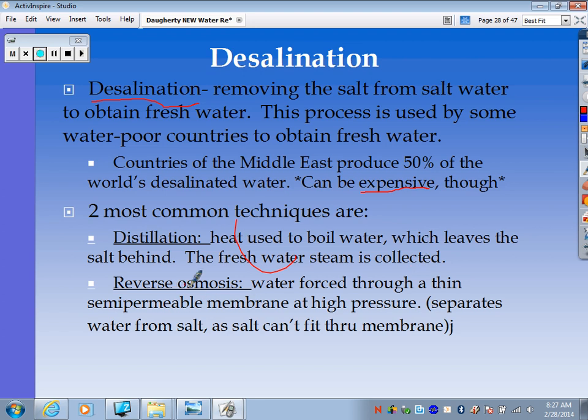And then you can also do what's called reverse osmosis, where water is forced through a thin semi-permeable membrane at high pressure. This is some review of your biology stuff. This process is going to separate the water from the salt because the salt particles are going to be larger than water, and the salt can't fit through the membrane, so it's going to isolate the fresh water from the salt.